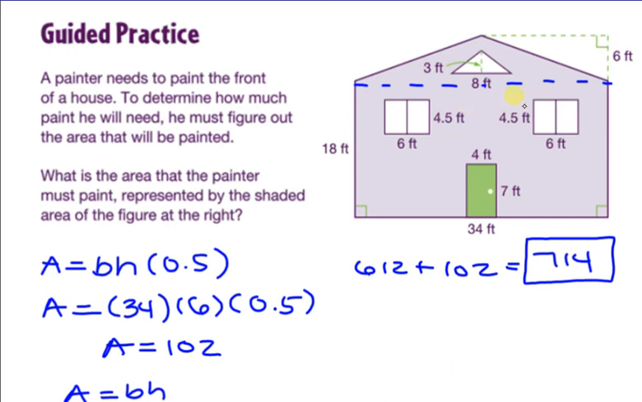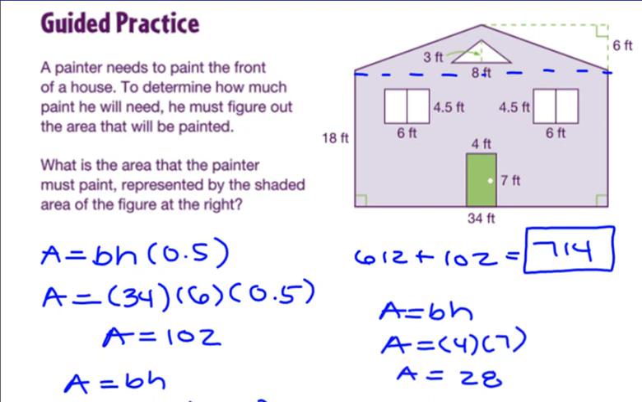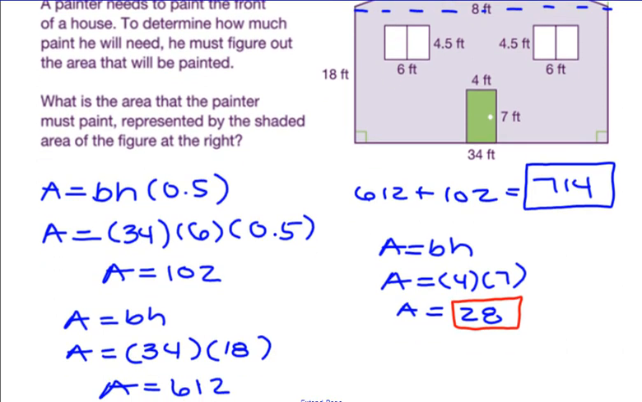But now we need to calculate these windows and the doors, and we need to subtract it from that. Okay, but it shouldn't be too bad because the dimensions are pretty much there. So let's do the door first, okay? So that's a rectangle. So area equals base times height. It has a base of 4 and a height of 7. So area equals 28. And I'm going to box this in red so I remember that's the number I need to subtract. Okay, so we've done the door.